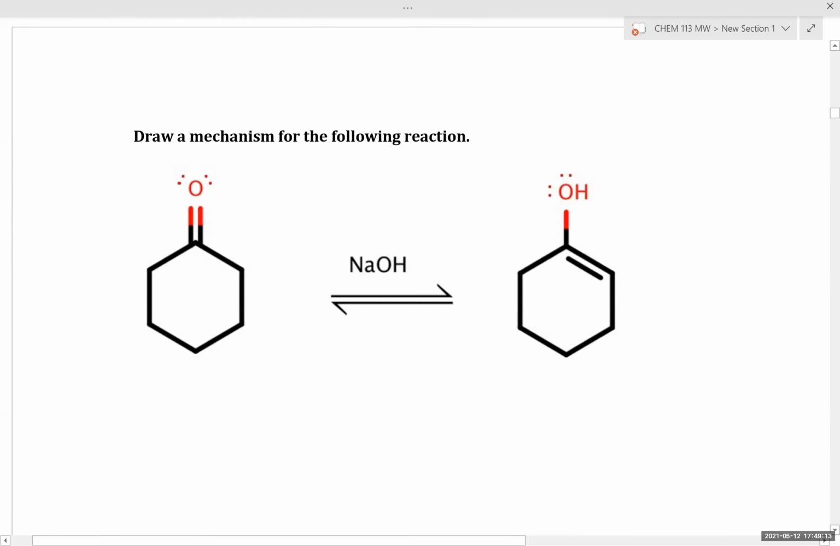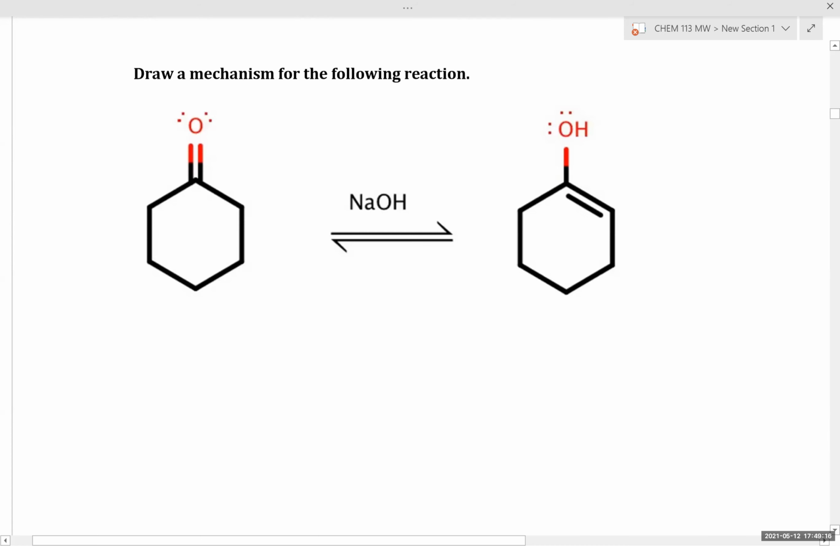Okay. So let's work on another example. So this time we're dealing with the same substrate, cyclohexanone. This time we're treating it with sodium hydroxide, and I'd like us to draw out the mechanism for this tautomerization reaction. And let's just make sure we're all on the same page here. Are we under acidic or basic conditions? Basic, yep. So with that in mind, let's try to draw out a full mechanism for this base catalyzed tautomerization reaction.